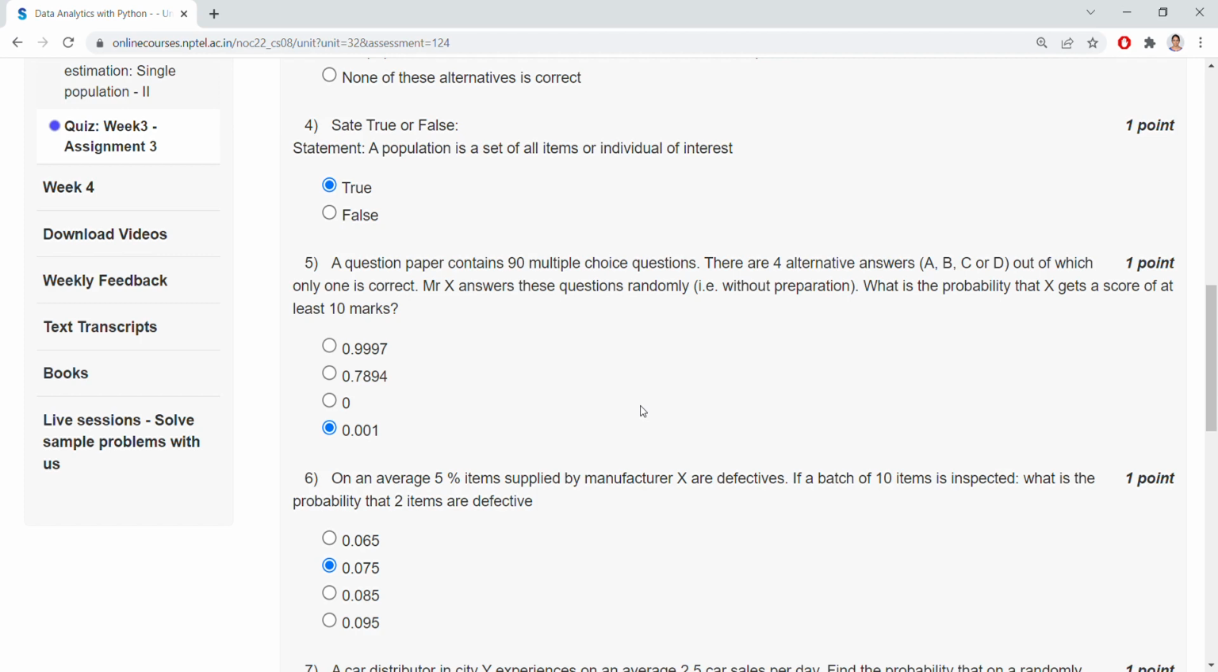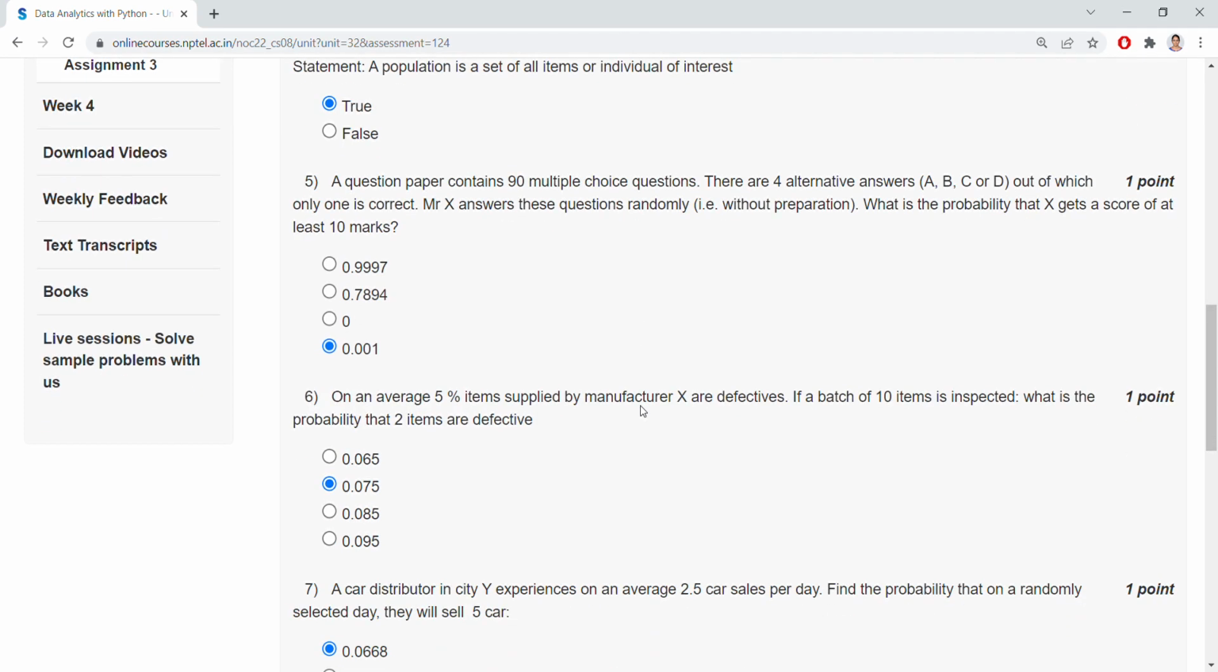A question paper contains 90 multiple choice questions. There are 4 alternatives A, B, C, D, out of which only one is correct. Mr. X answers these questions randomly. What is the probability X gets a score of at least 10 marks? 0.001.